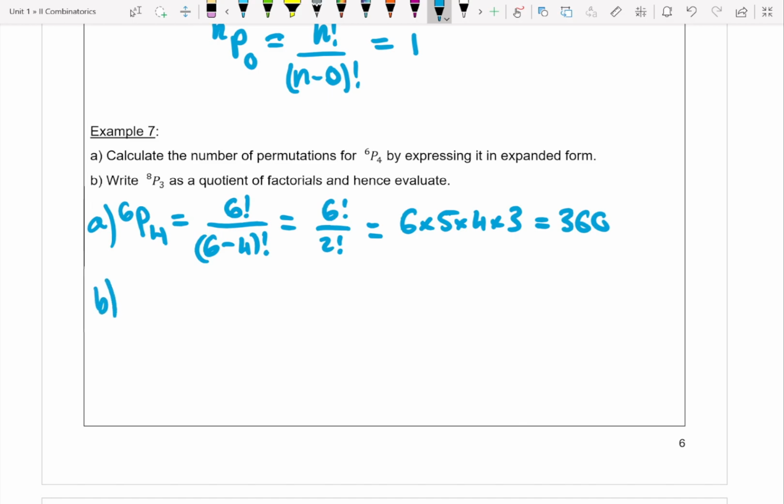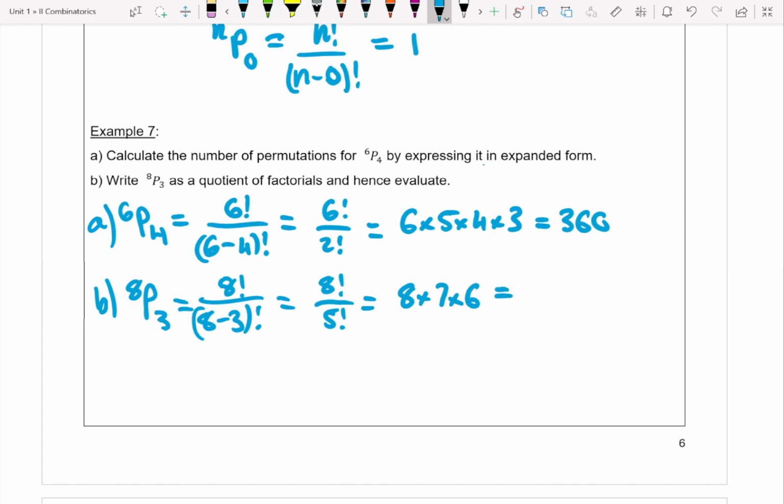For part B, we're asked to write 8 permute 3 as a quotient of factorials and hence evaluate. Okay, so that last one, if it's just expressing it in expanded form, I'd just be looking at this 6 times 5 times 4 times 3. So I actually did part B's methodology for both of them. That's fine. Let's just calculate 8 permute 3. So that's going to be 8 factorial over 8 take 3 factorial, which is 8 factorial over 5 factorial, which is going to be 8 times 7 times 6. We already know this from earlier. That's going to be 336.